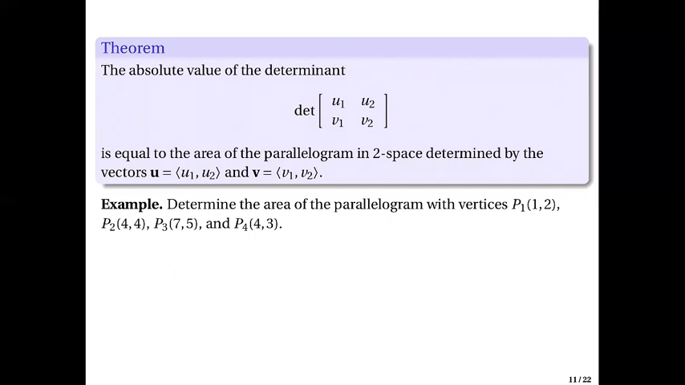Okay? So in here, believe me that this is a parallelogram. Believe me that these 4 points will form a parallelogram. We are just going to use 3 points because we just need to form the vectors U and V.